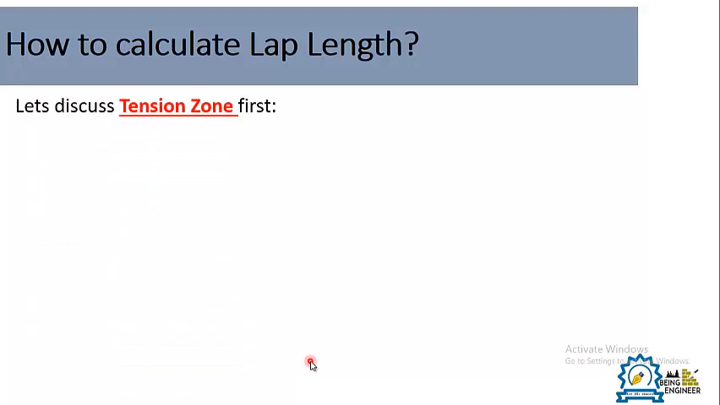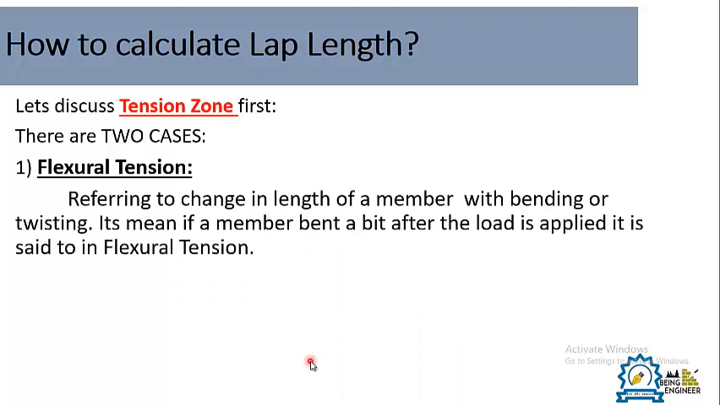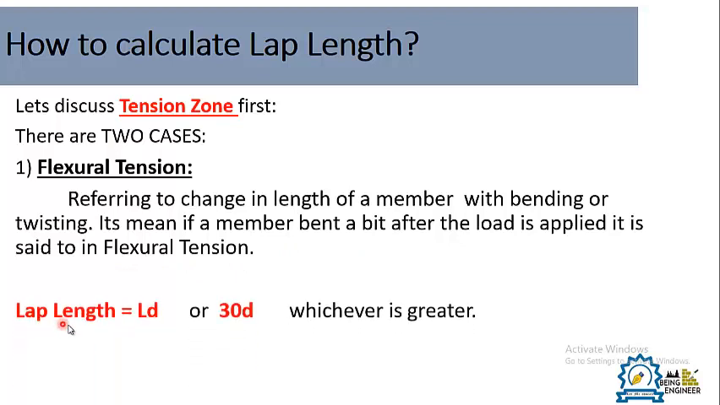So let's discuss the tension zone first. There are two cases. The first one is flexural tension. What is flexural tension? Flexural tension refers to change in length of a member with bending or twisting. It can also be called bending moment. It means if a member bends a bit after the load is applied, it is said to be flexural tension. Lap length for flexural tension is equal to Ld, which is the development length, or 30D, whichever is greater.